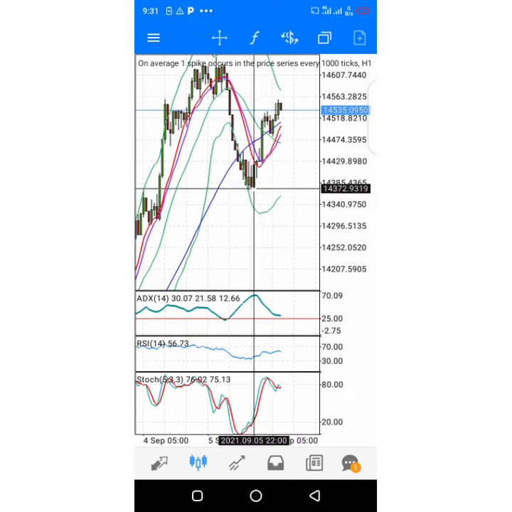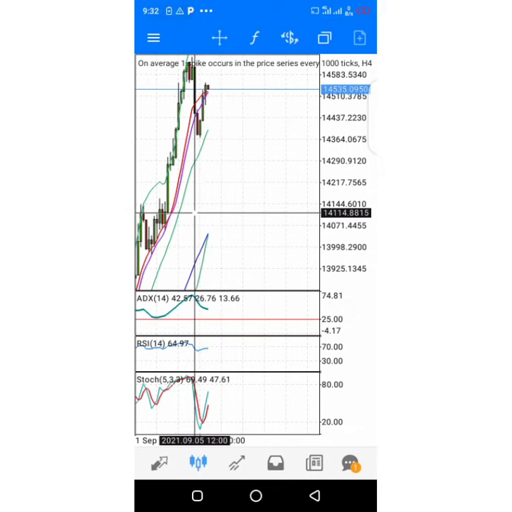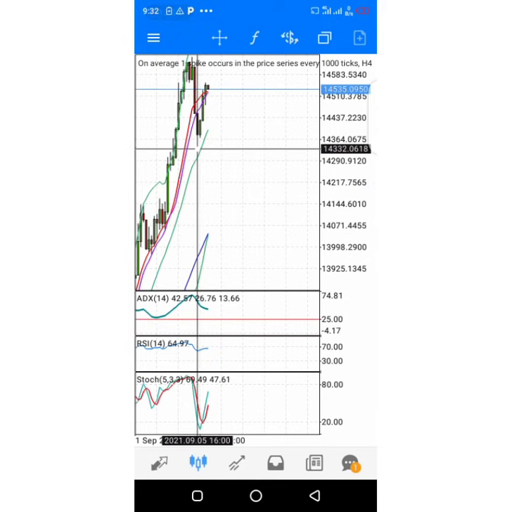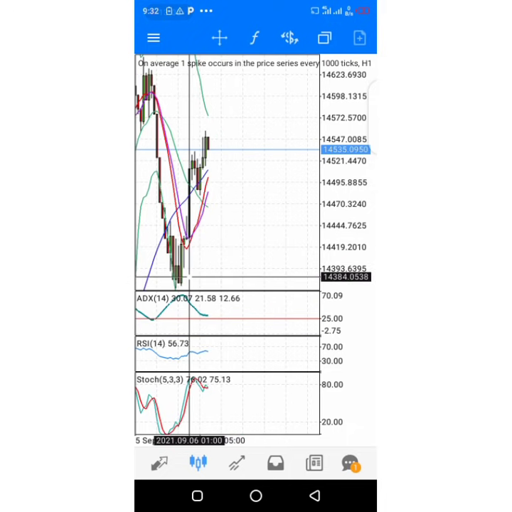When there was a reversal here, what caused this reversal? Let's check it. That was around 2200. Let's check it. 2200. See, it was the middle Bollinger Band in H4 that caused this reversal in H1.